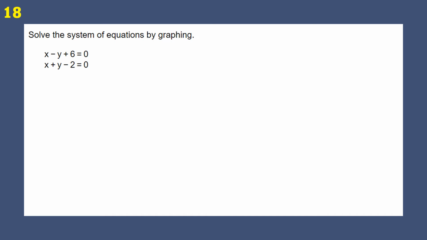So the first thing I'm going to do is solve it for y. So I'm going to solve each of them for y. The first one, if I add y to both sides, I get y equals x plus 6. And that's done. The next one, if I get y by itself, I get y equals negative x plus 2. Okay, so those two don't have the same slope. They have different slopes, so they definitely intersect.